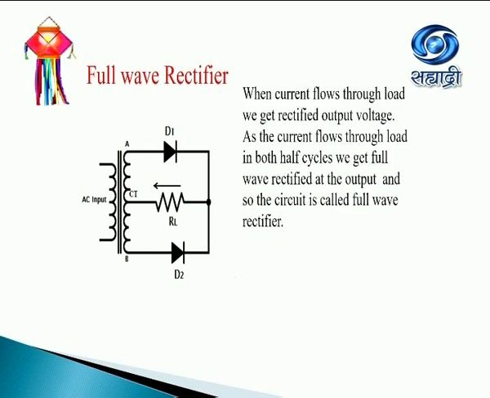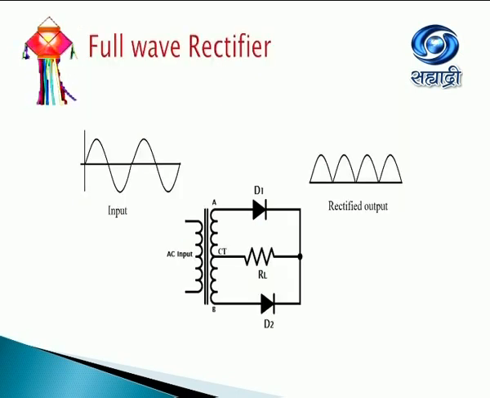When current flows through the load, we get rectified output voltage. As the current flows through the load in both half cycles, we get a full wave rectified output, and so the circuit is called a full wave rectifier. The figure shows a full wave rectifier. Input AC is applied to it and the rectified output is shown on the right side. Here both the half cycles are rectified.